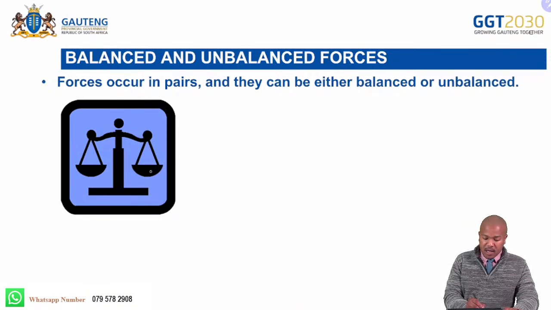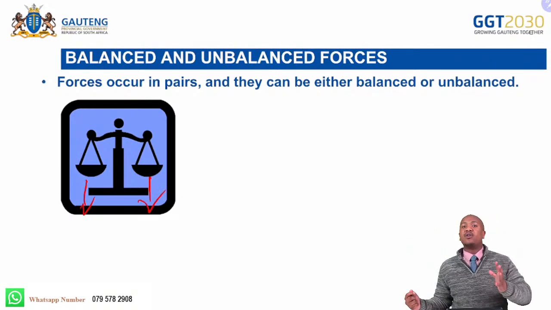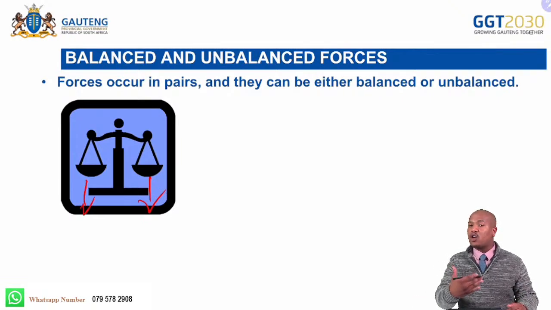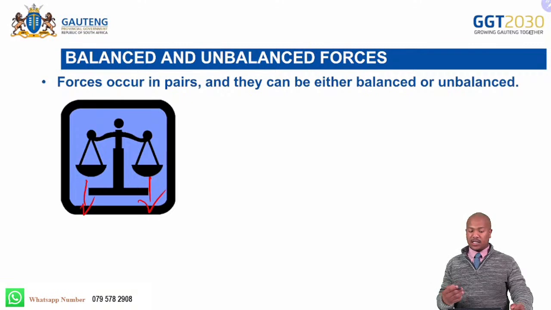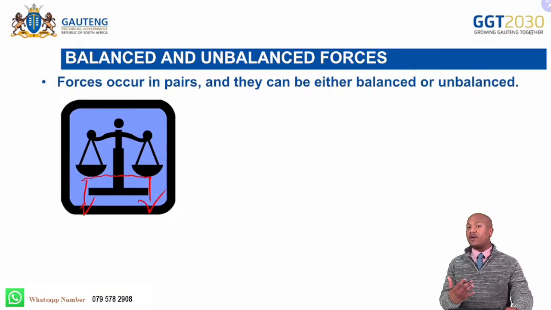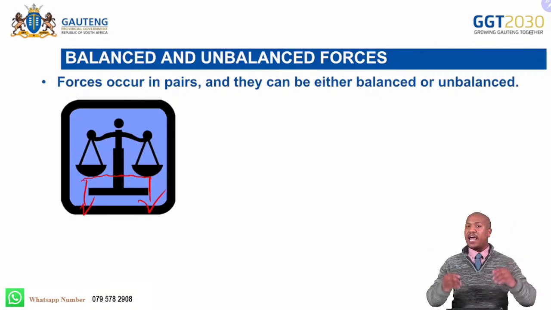Looking at this, these two are acting in opposite directions, right? This one is pulling to one side and this one is pulling to the other side. But notice this, there is no net force between the two. Why are we saying that? Because they are standing still, right? There is no motion. There is no movement of either of the two. Meaning what? The forces are balanced. The forces on either side are the same.